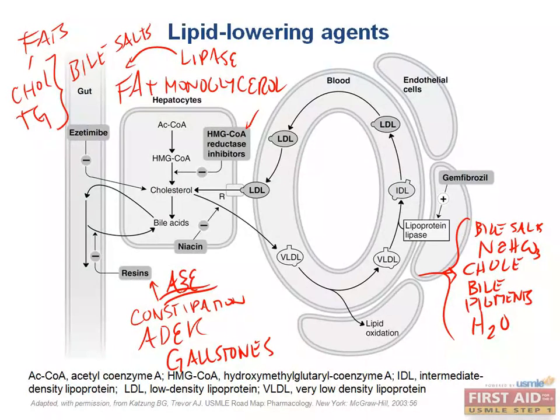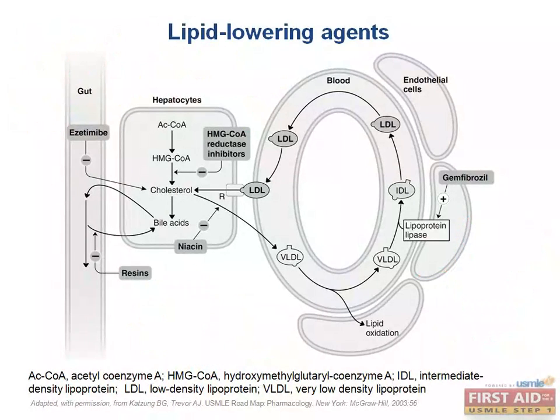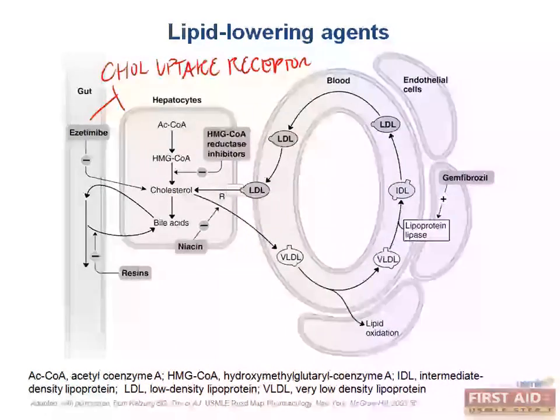So not only can you prevent the absorption of bile salts to decrease LDL, but you can directly prevent the absorption of cholesterol into the enterocytes by using another drug, ezetimibe. Ezetimibe blocks the cholesterol uptake receptor, which is found on the enterocytes.